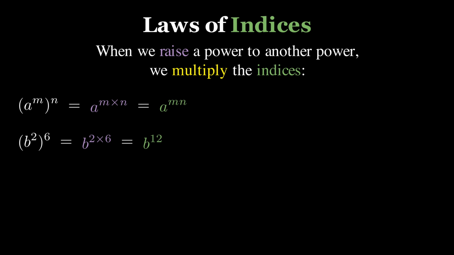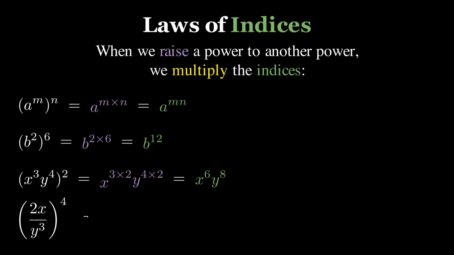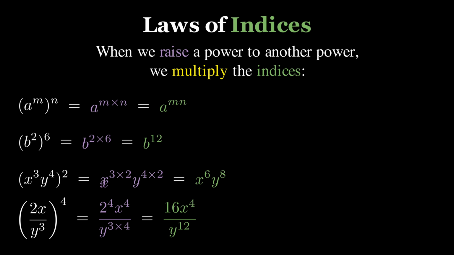Now let's try one with more than one base inside the bracket. We have x to the power of 3, y to the power of 4 all to the power of 2. What we do, we multiply the powers and this should be equal to x to the power of 6 and y to the power of 8. And what happens when we have a fraction, like for example 2x over y to the power of 3 all to the power of 4? What we did before, we just multiply the powers and this should be equal to 16x to the power of 4 over y to the power of 12.